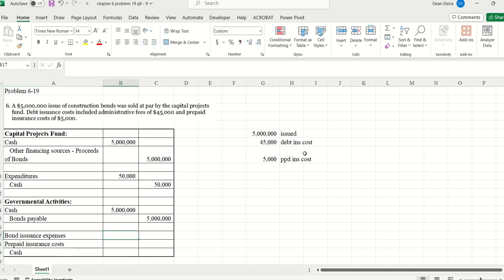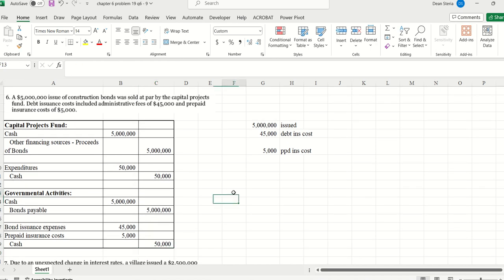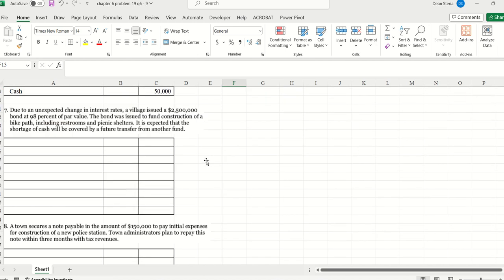So the bond issuance cost was 45. And the prepaid insurance is 5. So we're paying a total of 50,000. Okay. So we defluffed it and we took care of all that. Now let's go on to number 7 and see what's going on there.